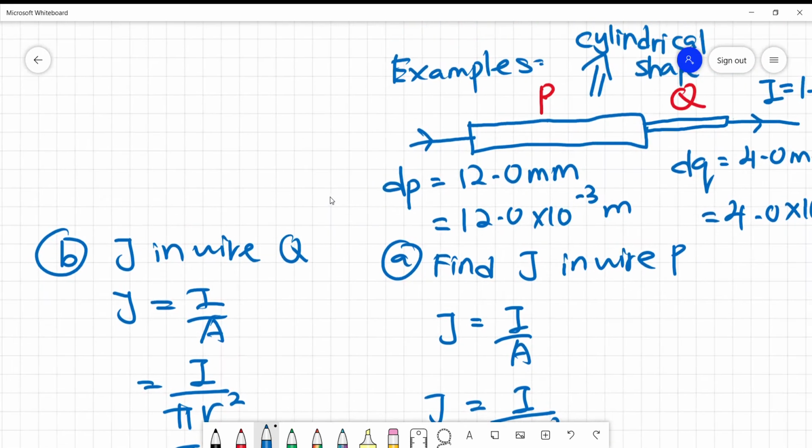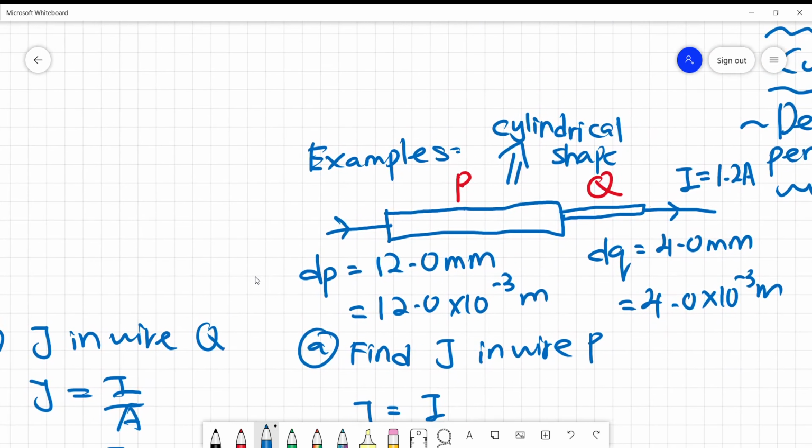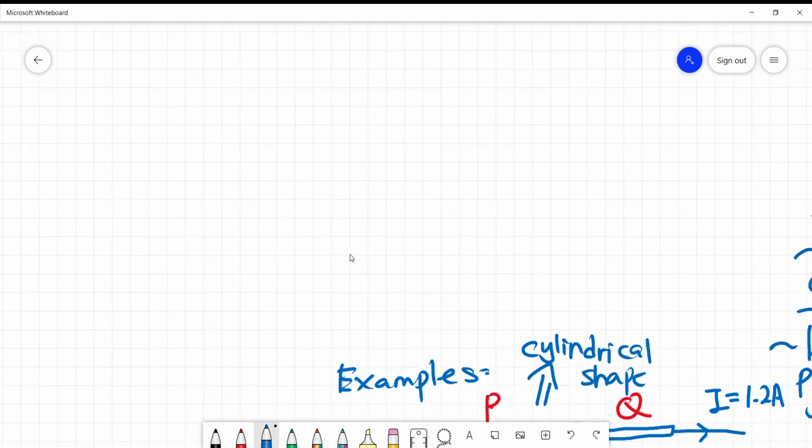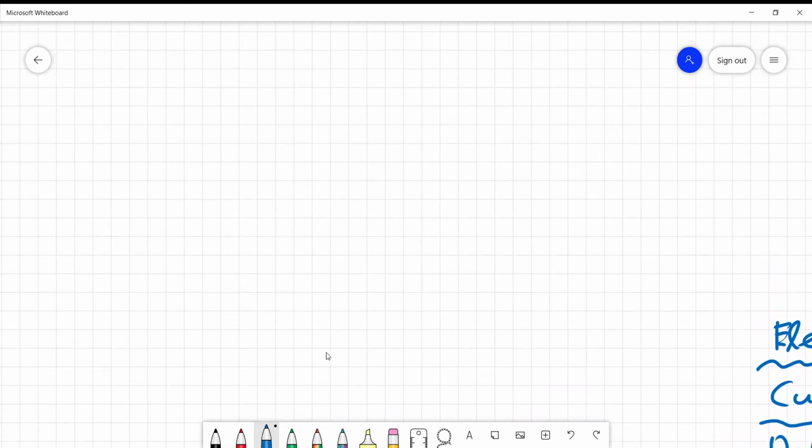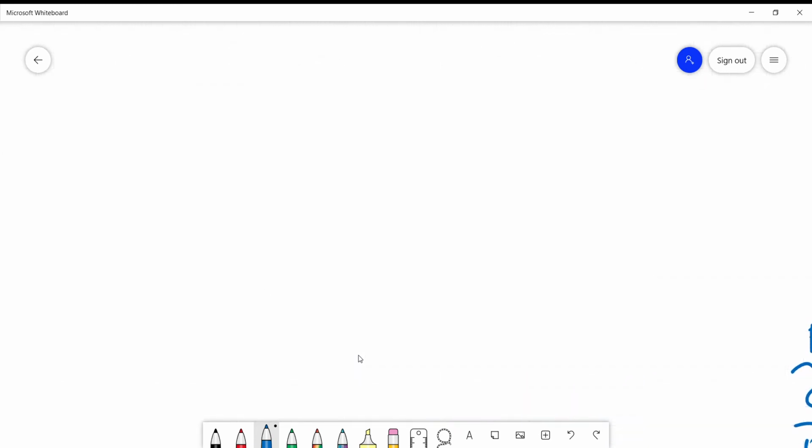Okay, so this is one of the examples of how we find out the current density. So let's move on to the next questions. There's another example for the question of the current density. So let's move on to the second example.